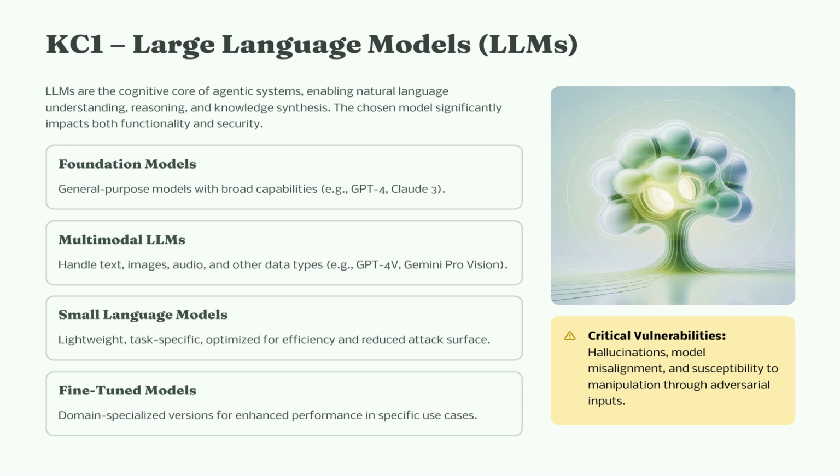For instance, foundation models like GPT-4 and Claude 3 offer broad capabilities, while multimodal LLMs can process various data types including text, images, and audio. On the other hand, smaller language models are designed for specific tasks, optimizing efficiency and minimizing vulnerabilities. However, it's crucial to be aware of the challenges these models face, such as hallucinations, misalignment, and susceptibility to manipulation through adversarial inputs. Next, we'll discuss the orchestration layer, which plays a vital role in managing task flow and agent coordination. Let's see how it all comes together.